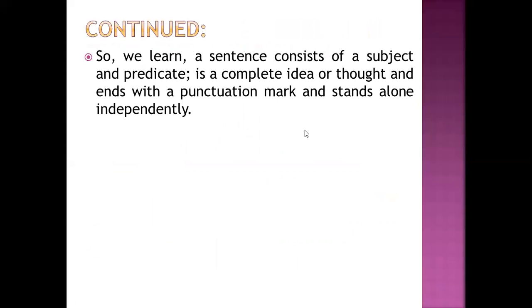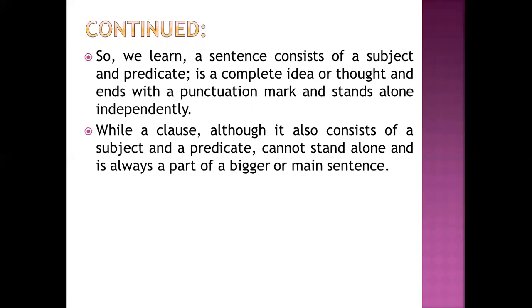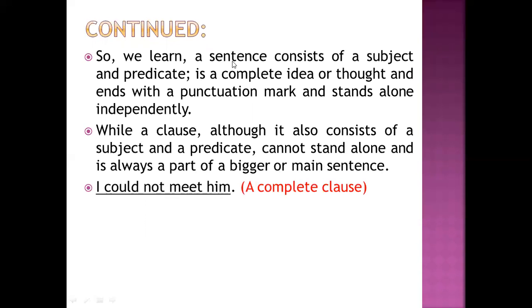A sentence consists of a subject and a predicate, is a complete idea or thought, ends with a punctuation mark and stands alone independently. It can stand alone as an independent idea. While a clause, although it also consists of a subject and a predicate, cannot stand alone and is always a part of a bigger or main sentence. The difference between a sentence and a clause is that a clause is a part of a bigger sentence, while a sentence can stand alone independently.